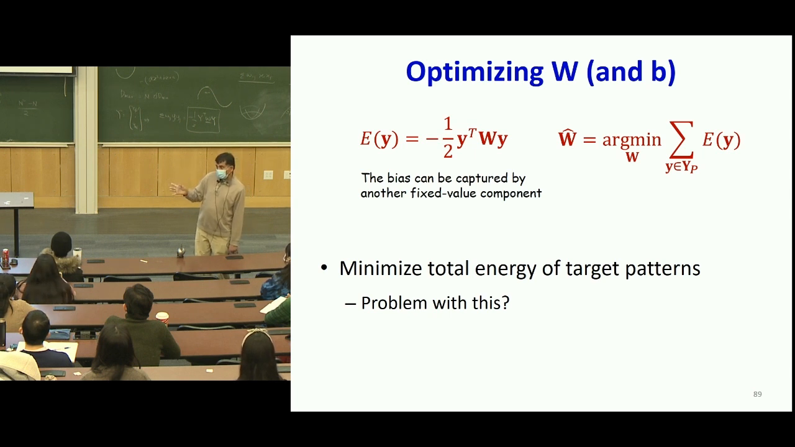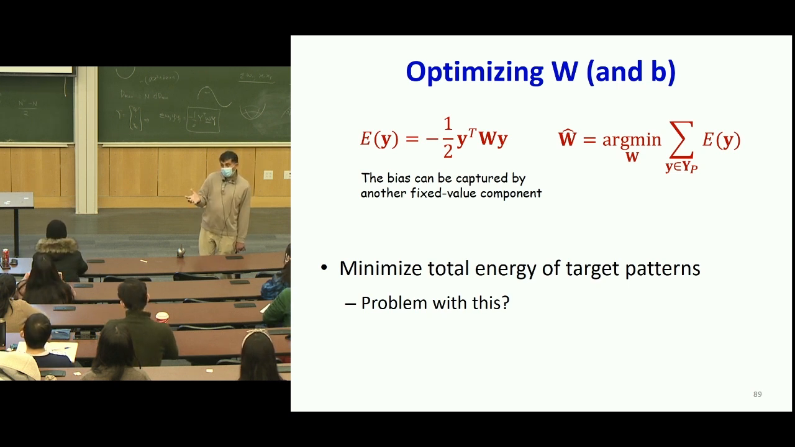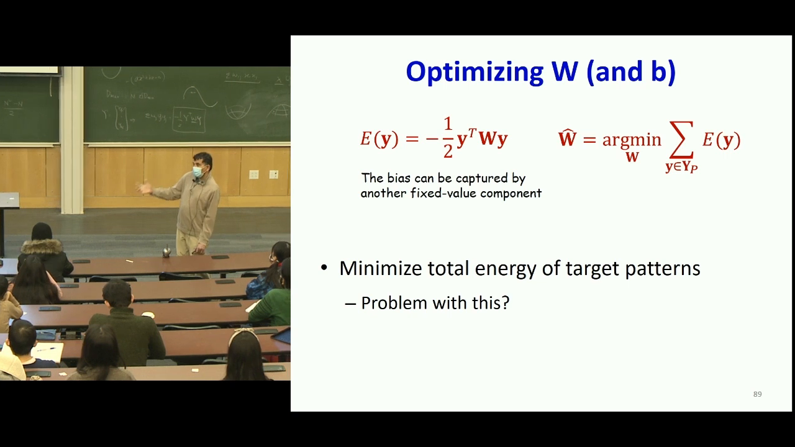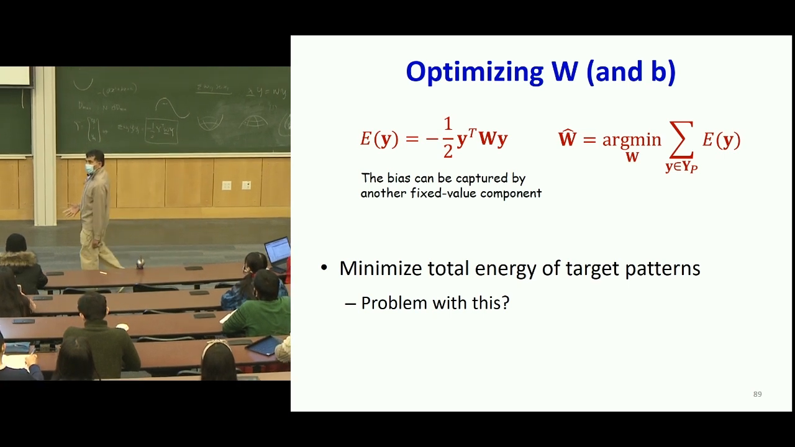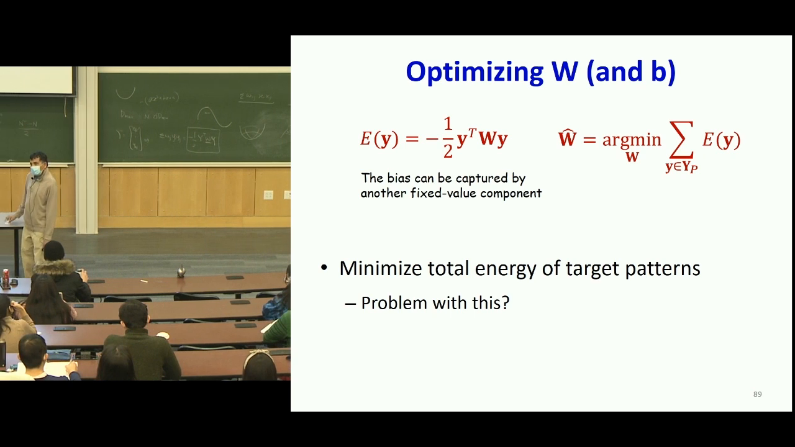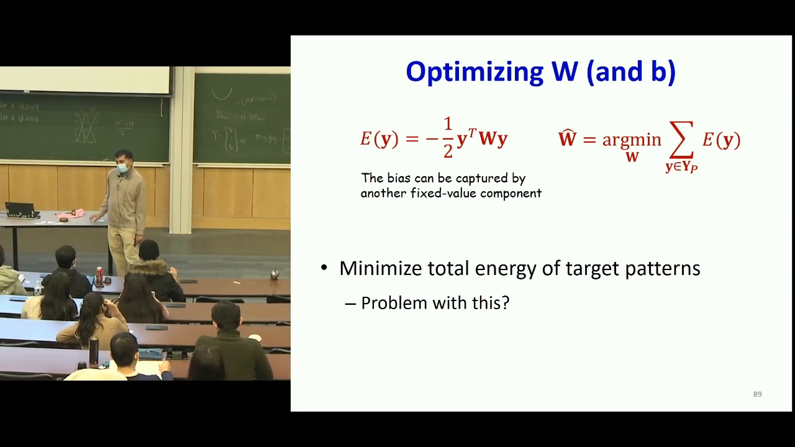That is not a satisfactory solution. Just saying minimizing the total energy at the patterns I'm trying to remember is not good enough. That just means that I'm going to get some nonsensical solution, right? You'll end up with a network which remembers everything. A network that remembers everything is no network at all. If you can remember things that didn't happen, then your memory is useless, right?